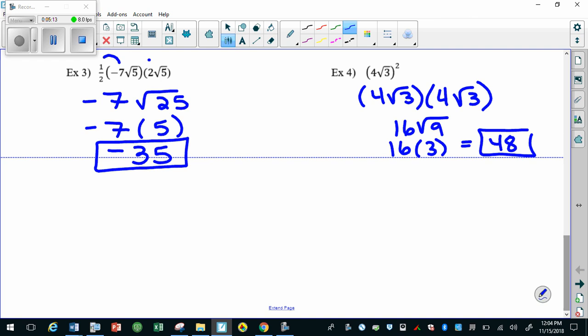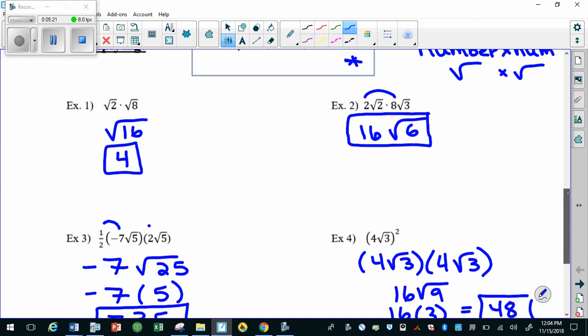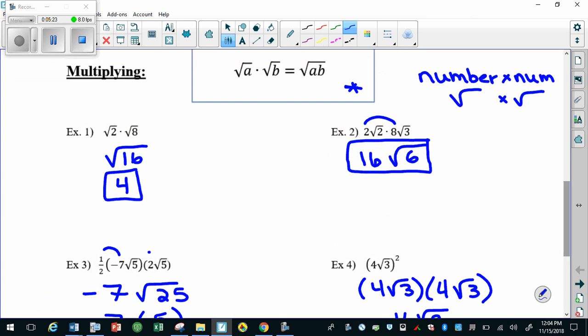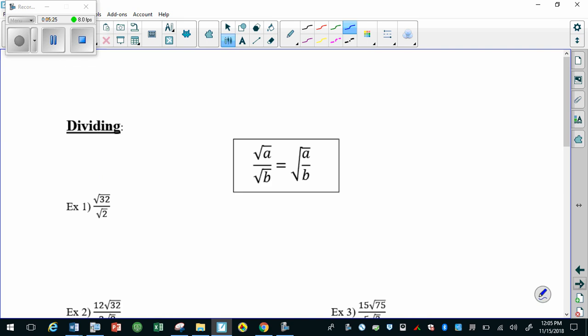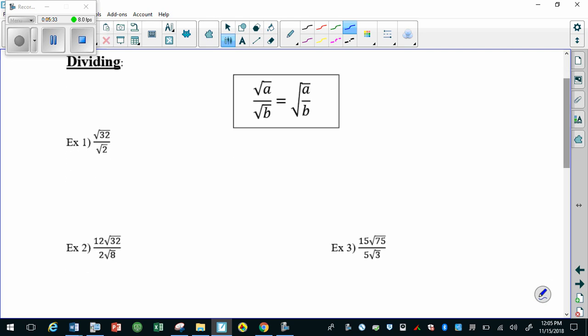48. Okay, so stop for just a second, make sure that sunk in. When you multiply radicals then, it's number times number, radical times radical. Okay, if you go to the back of that page, now we're going to divide them. And dividing is the inverse of multiplying, so it really shouldn't feel too much different. When you take radical A divided by radical B, that's the same thing as radical A divided by B.